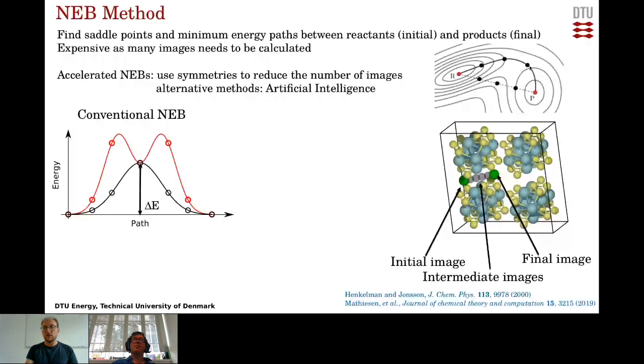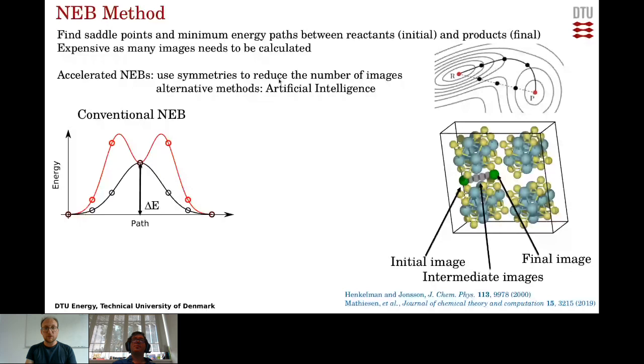And for doing that, you have to move all these points through these lines, and that will take several iterations. So what we want to do is try to find a method to accelerate this. And this can be done in two different ways. One is using symmetries to reduce the number of images to calculate, and another one could be using artificial intelligence. I'm not going to show you the methods using AI. I'm going to focus on how to use the symmetries to do that.